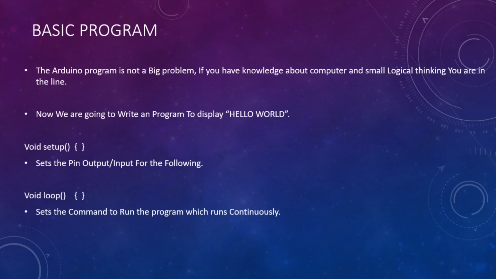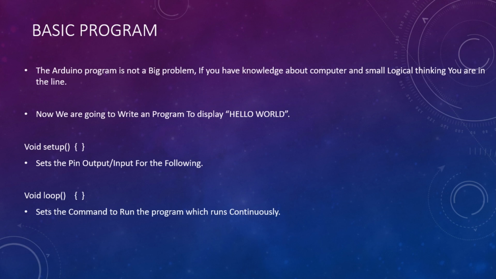Now we are going to write a program to display hello world. Void setup sets a pin as output or input for the microcontroller. That means on uploading the program, void setup is a function whose brackets mention the pin to be output or input, or Serial.begin for serial communications. And void loop runs the code inside the loop continuously until you break it or reset the program manually using the reset button on the Arduino microcontroller.